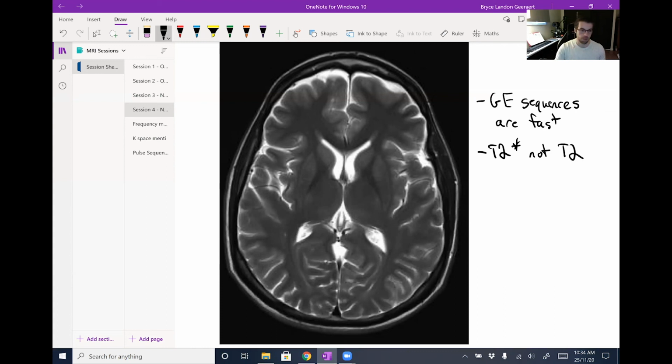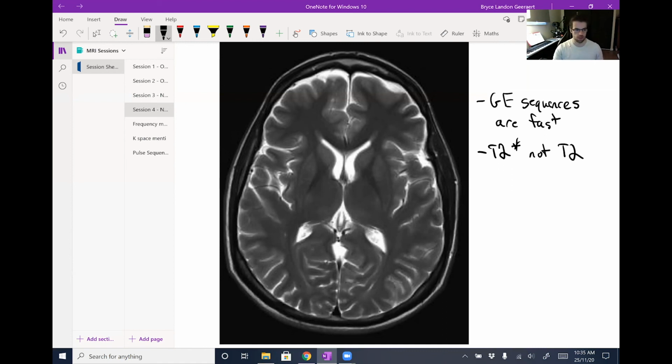Not T2. That is true. If we wanted to measure T2, our true T2 curve, we would need to use a spin echo sequence, which is not as fast, right? So at any point in a spin echo sequence, there'll be more signal available, but we have to wait more time because we want our signal to dephase an amount, flip it with that 180-degree pulse, and then let things have the exact same amount of time to rephase in our echo.